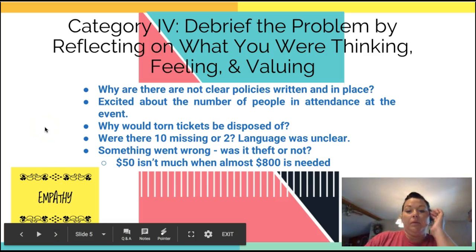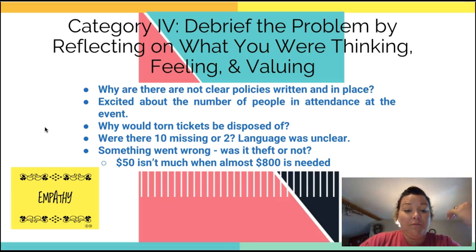So to debrief the problem, to talk about what I was thinking, feeling, and valuing, the whole time I was like, there really aren't any clear-cut policies written. They're not in place. Where are the policies? We need to have all of that. And I was like, where did these torn tickets go? And at one point it sounded like maybe there was 2, 78 and 88, or maybe there were 10. I'm not sure. The language was maybe a little bit unclear, so that needed to be cleared up. And something clearly went wrong. Was it theft or was it not?